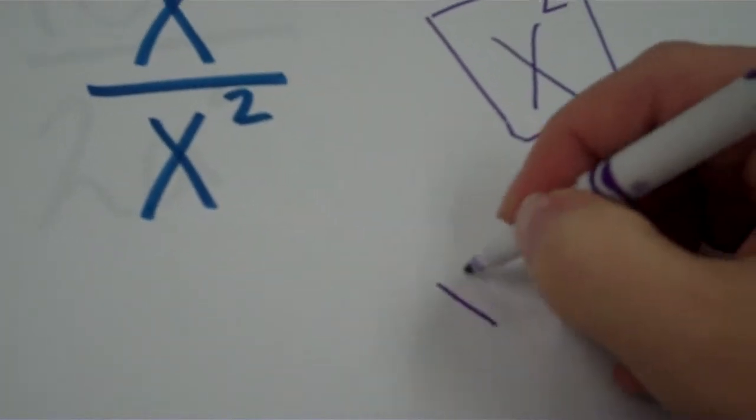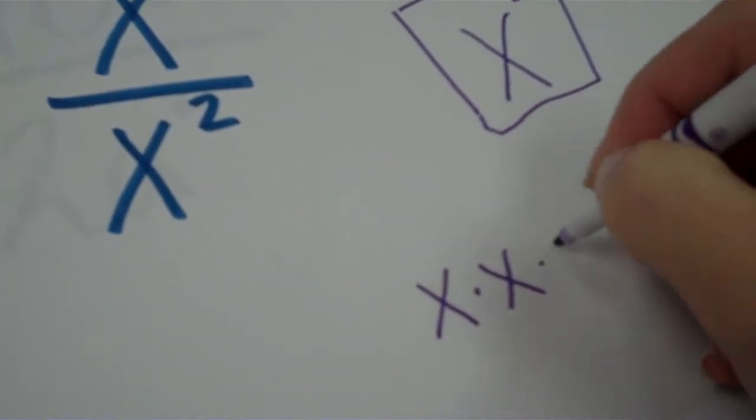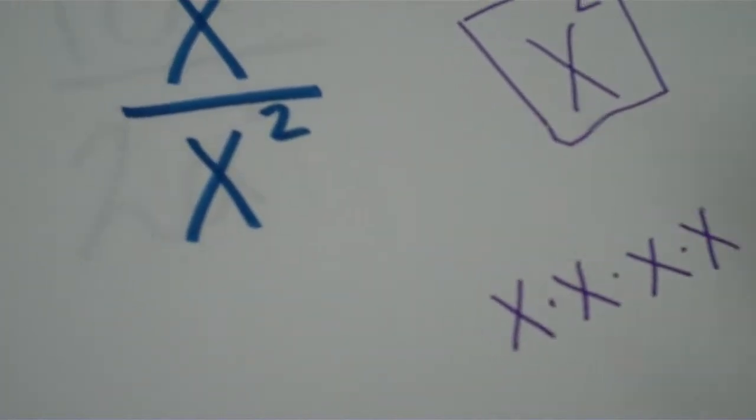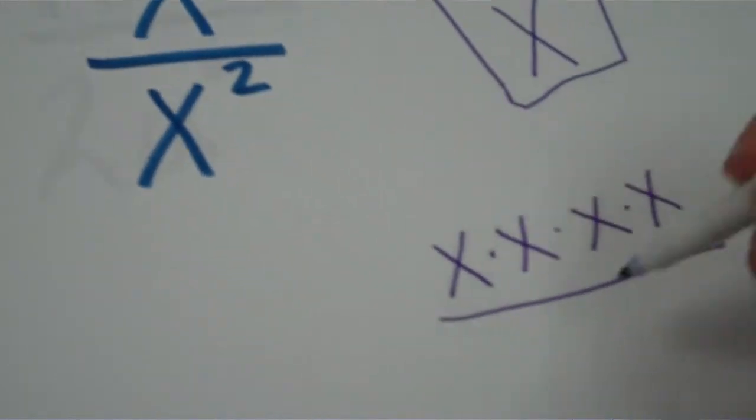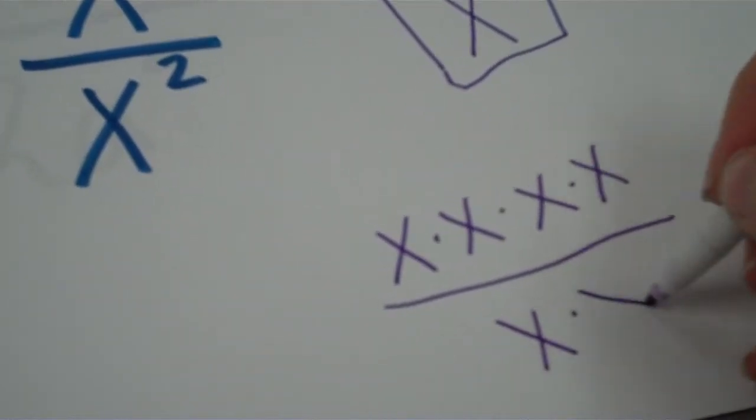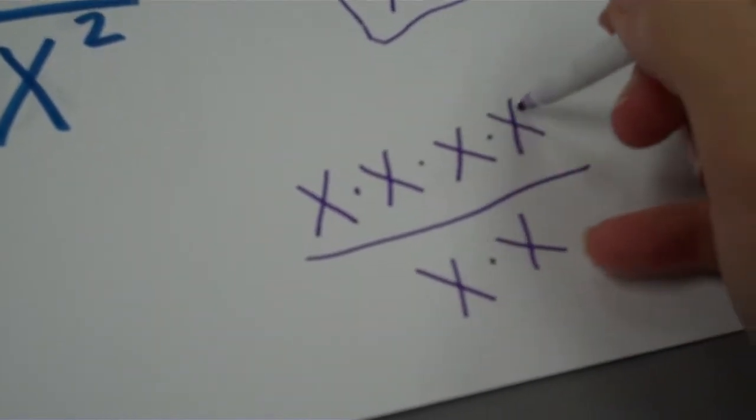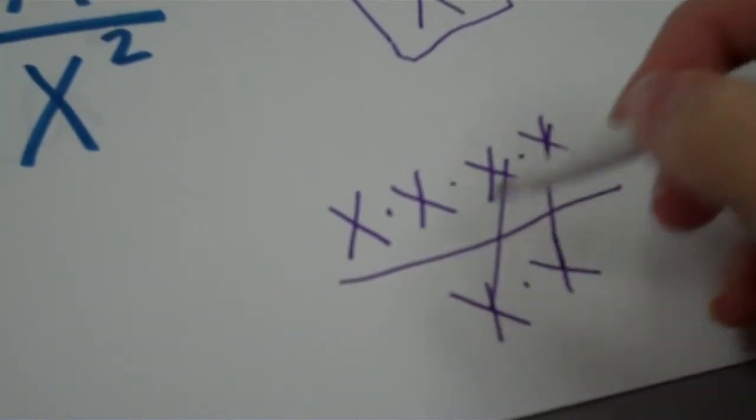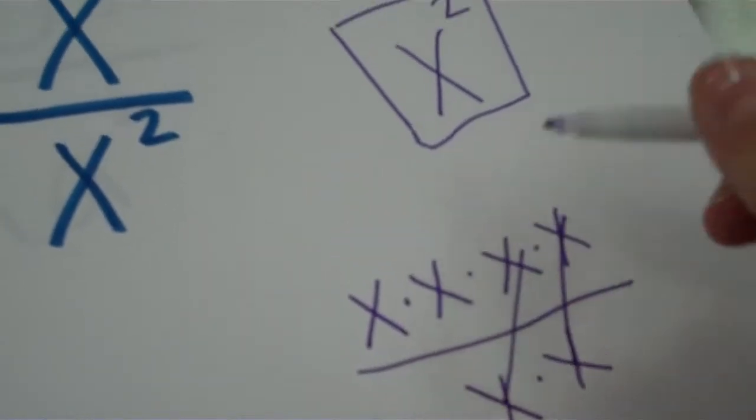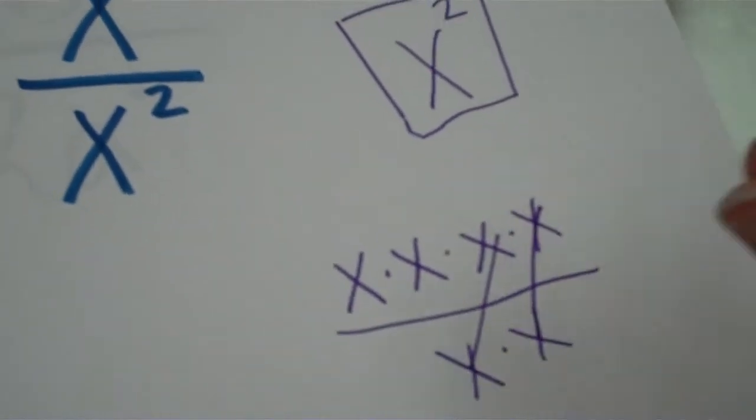X to the 4th means we have, I'll write down here, x times x 4 times. Okay? X squared means we have it 2 times on the bottom. And then in middle school, if you remember, you can cross off things that are alike. Well, those are alike, and those are alike. So all that's left is 2 x's, basically, x squared. And that's why it's true. Maybe another example here.